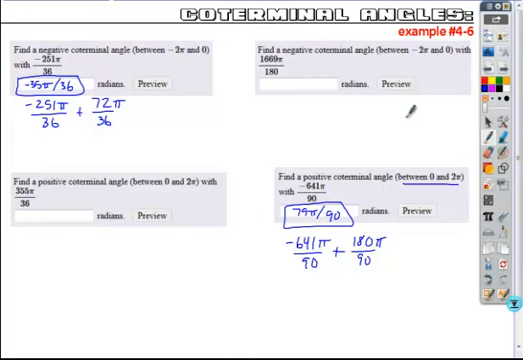Okay, so again, here you're just adding or subtracting multiples of 2 pi in whatever the fractional form is of the given angle. Okay, I want you to try these remaining two problems here, please.